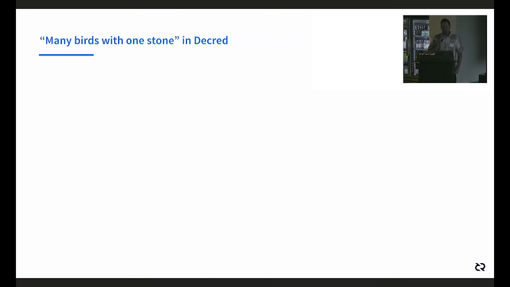So we decided to try to reproduce this many birds with one stone approach with Decred. Sure, it makes a mess, but there for somebody else to clean up.